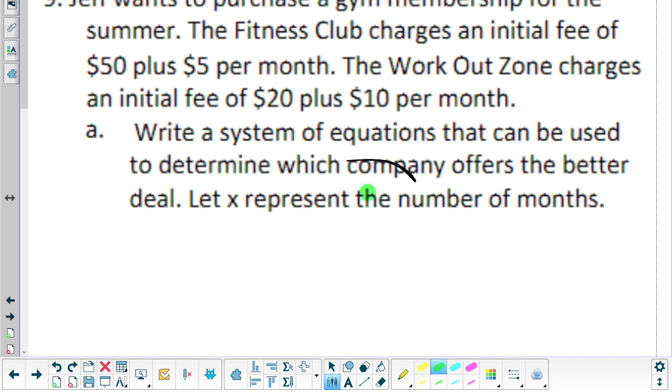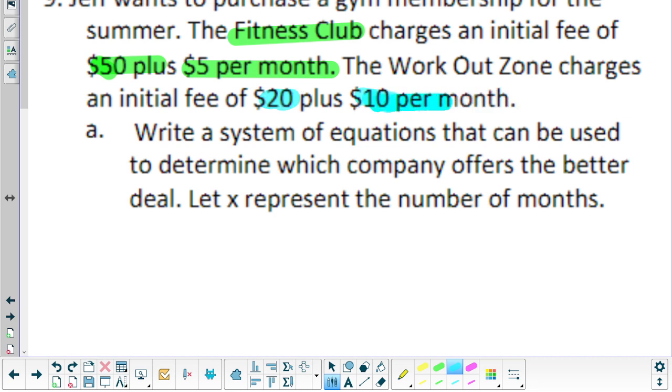So when I look at the fitness club, they have an initial fee of $50 plus $5 a month. These are insanely cheap for gyms, by the way. Gyms are like $50 a month sometimes. The workout zone charges an initial fee of $20 plus $10 per month.